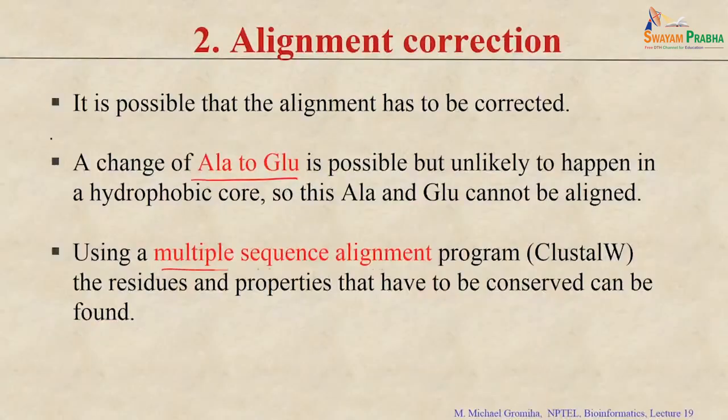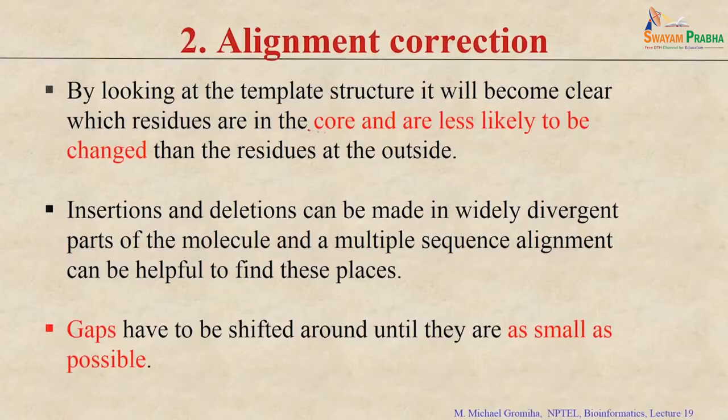Then you can use a multiple sequence alignment and check whether the conserved residues in your template are properly aligned or not. If they are not properly aligned, you have to make the correction so that they are. Then you can look at the template and see whether the core residues, which are less likely to be changed because these are very important residues, are aligned, and then the residues on the outside of the protein.